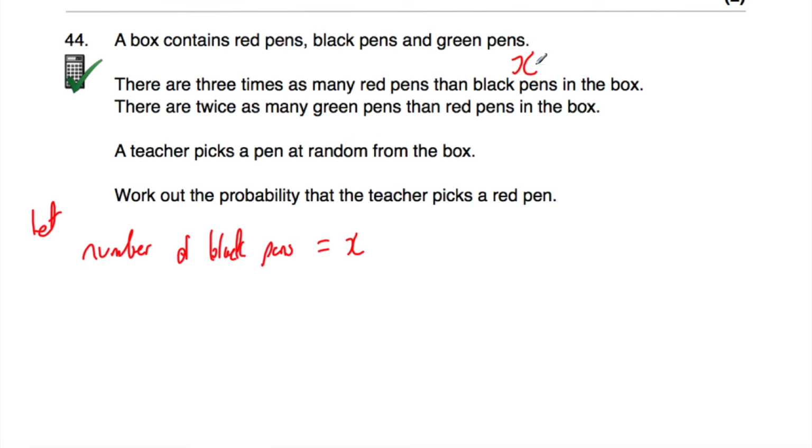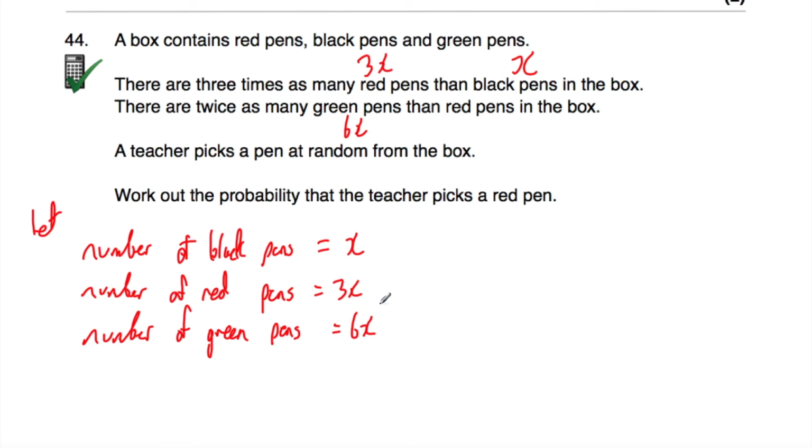It could be 1, it could be 50, it could be 1,000,000, quite a big box. Now we're told there's 3 times as many red pens as black pens, so we times x by 3, and the number of red pens will be 3x. Now let's look at the green pens. There's twice as many green pens as red pens. We know there's 3x red pens, so double that is 6x. So the number of green pens equals 6x. We've now got expressions for black, red and green pens, which we can use to work out the probability that the teacher picks a red pen.